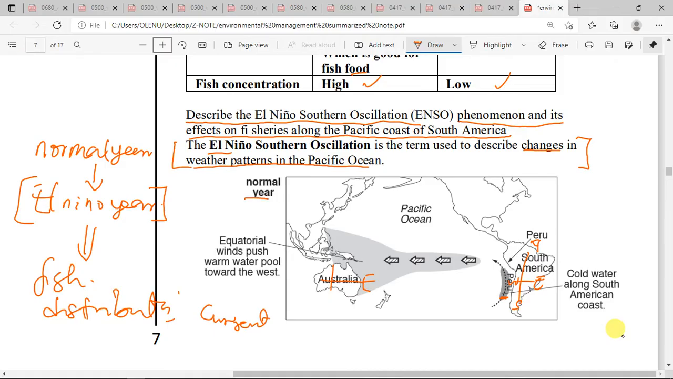So in a normal year, this is what happens. What happens is that the equatorial wind forms the warm current, because this line here is usually the equatorial line.